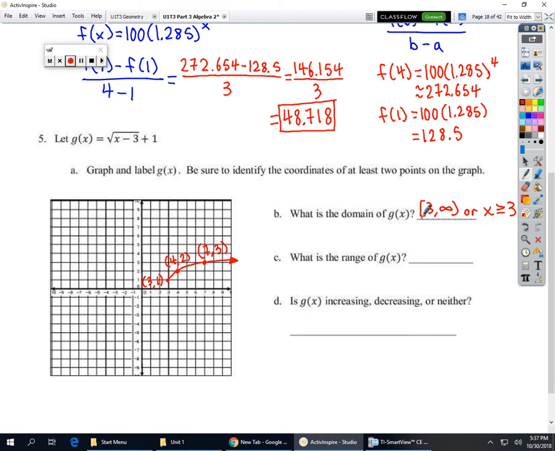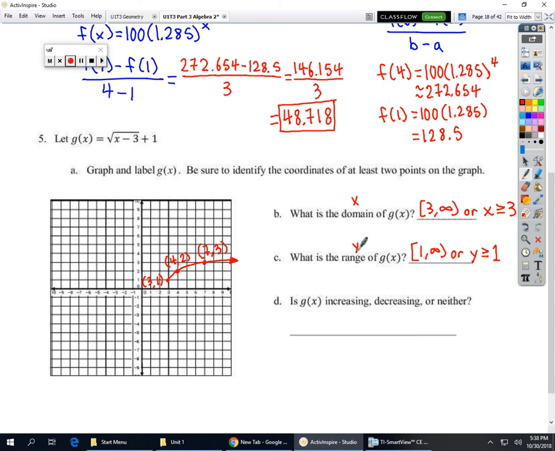Range is vertical. All right, when does the graph start to exist? Yep, it starts to exist at the value of 1. So [1, infinity), or y is greater than or equal to 1. So think x is the domain, the x values; range is the y values.